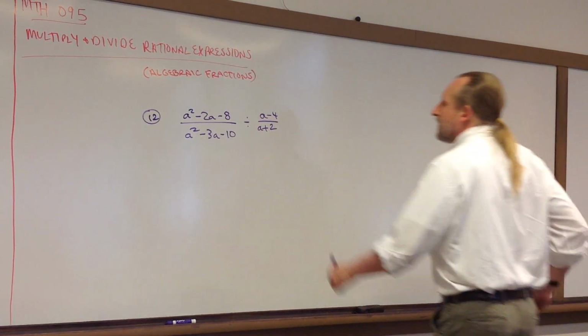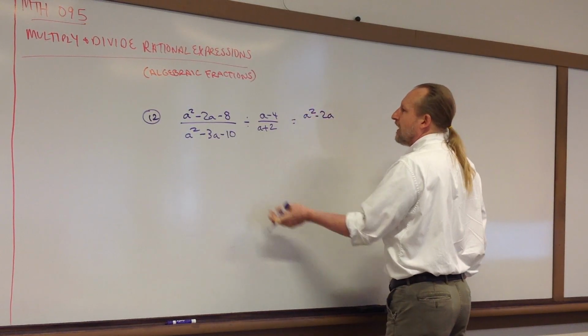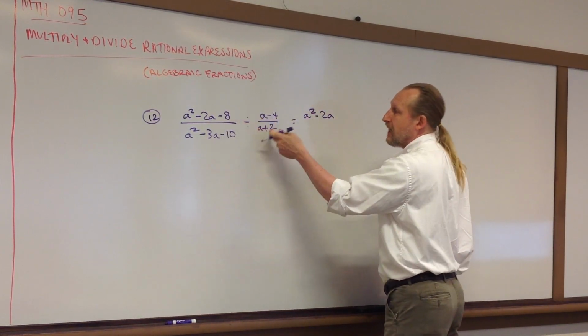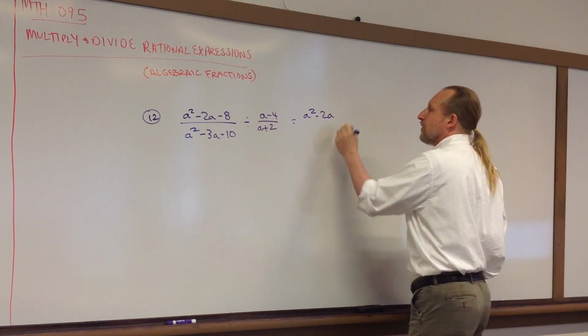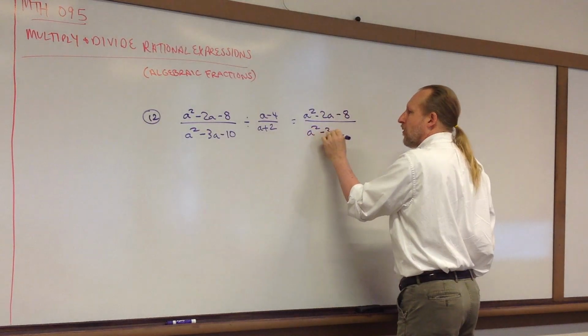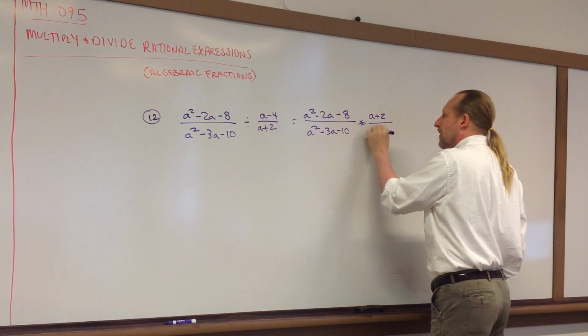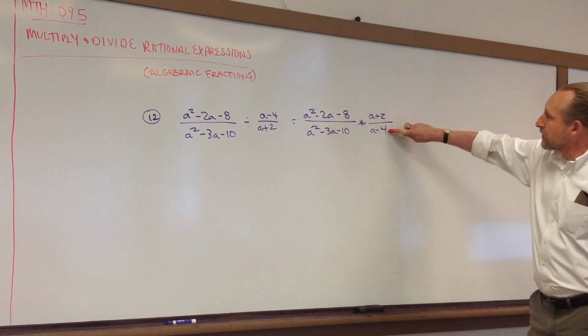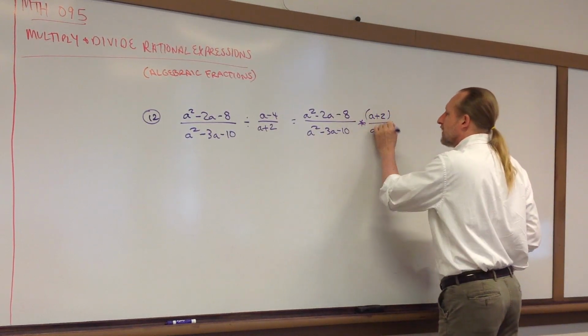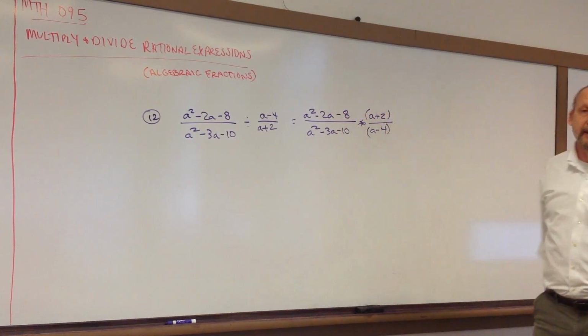Alright, immediately, the first thing we want to do, and often when I'm doing these problems myself, I don't even write this down. I just write times a plus 2 over a minus 4, just to save myself a little bit of time. So times a plus 2 on top, a minus 4 on the bottom. These are both prime. They can't be factored. We'll look and see if we've got common factors in these ones to cancel any of that.